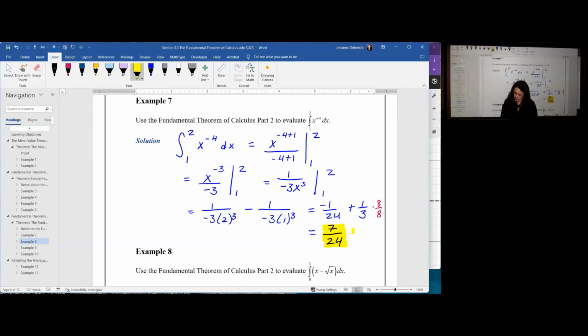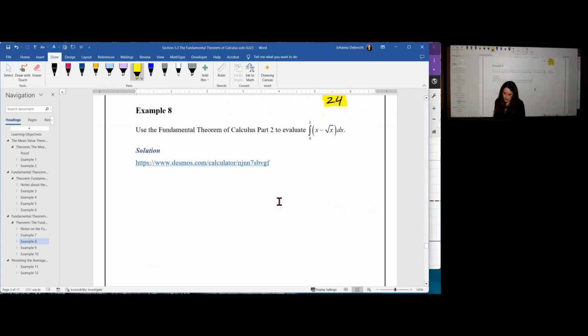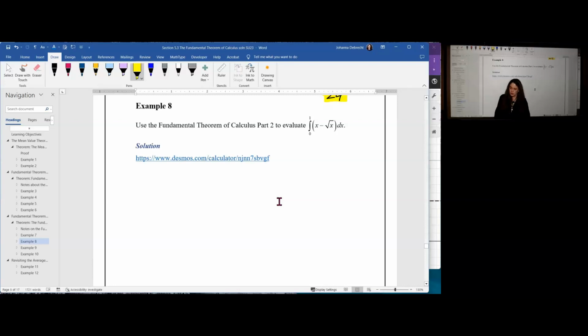Let's now take a look at example 8. When we look at example 8, we have the definite integral from 0 to 1 of the function x minus the square root of x. In order to find an antiderivative function, it will be helpful if you rewrite the square root as x to the 1/2 power. Go ahead, pause the video to work it out, then turn it back on so we can compare our results.